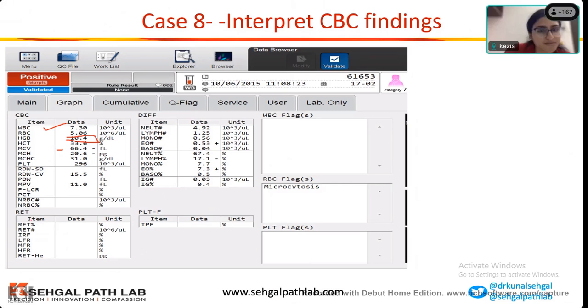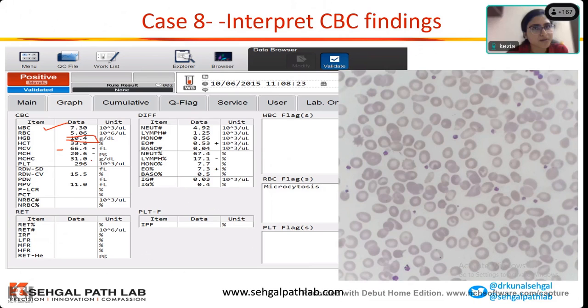Is there any parameter which can help you differentiate between iron deficiency anemia and thalassemia trait? MCV will be low in both. This is the peripheral smear. Any particular cell type which you are seeing? RDW, excellent. RDW normally is 11 to 14, up to 15 we see variation. For the severity of the low MCV, the RDW is almost close to normal.